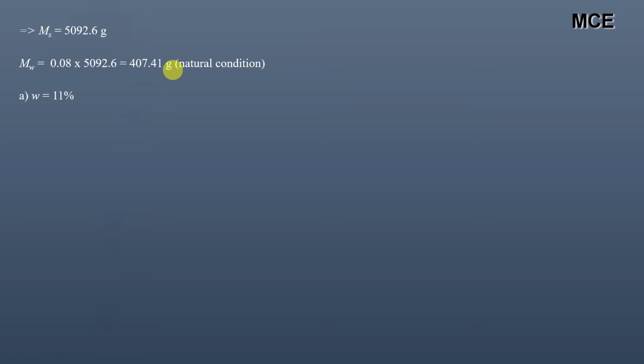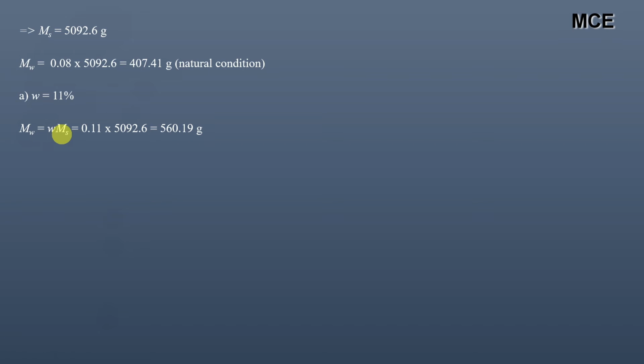Now we have to take another sample of the same borrow pit soil and raise its water content first to 11%, and we need to calculate how much water we need to add to this soil so that its water content becomes 11%. Initially it has 8%, we have to raise its water content to 11%, and for that we have to calculate the mass of water which we need to add to this borrow pit soil.